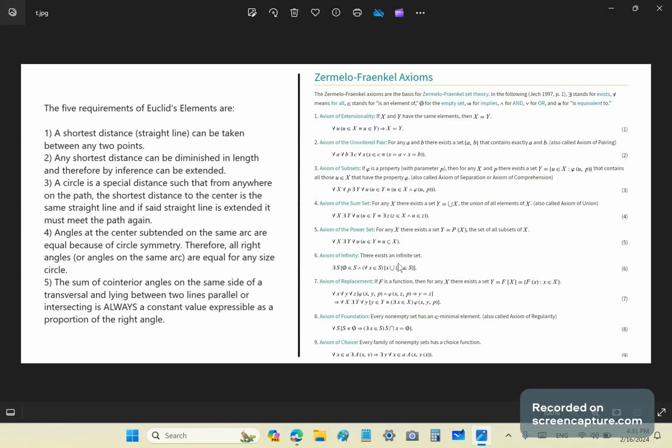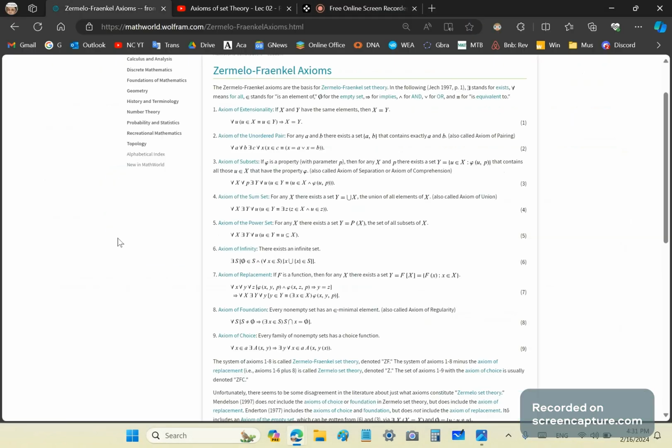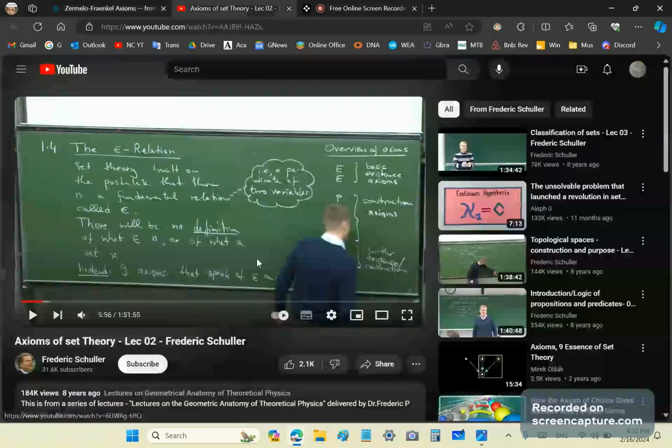Now let's look at the utter crap that we see on the right-hand side. So we go to the internet and we look at the Zermelo-Frankel axioms. Look at the lead here. It says the Zermelo-Frankel axioms are the basis for set theory. And in the following, that stands for exist, and that stands for all, and this stands for is an element of. Well, even in the mainstream, they contradict each other, because look here, it says it stands for is an element of. But if you look at this guy's video, Frederick Schuller, he says there will be no definition of what E is or of what a set is.